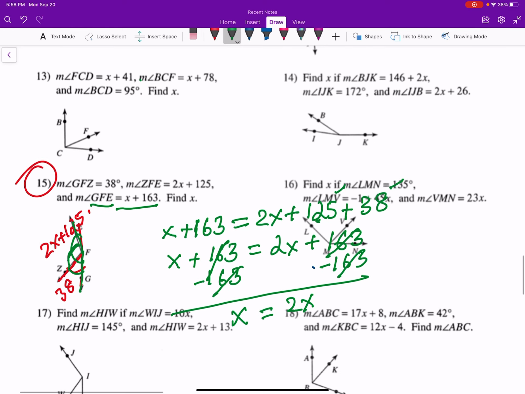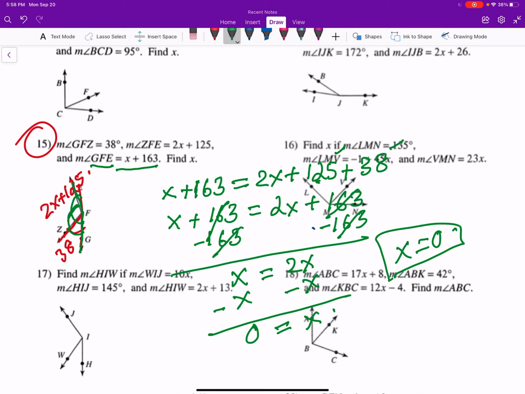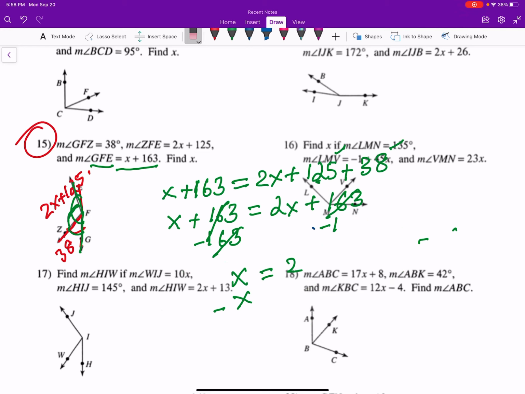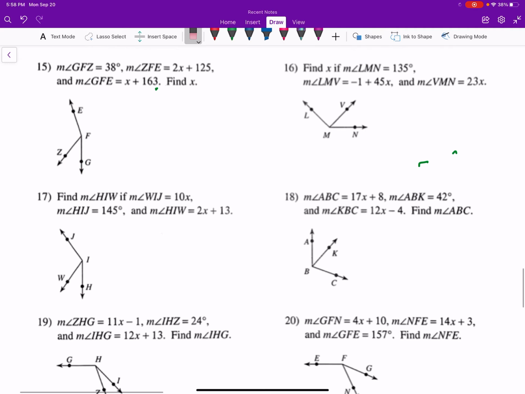Okay. So now, this is quite simple. You can shift this one this way, or you can get rid of this x and this x. So you subtract x, you get a 0, and you get an x over here. So your x is 0. This looks a little different, but it's the same procedure that we should be following. So you get x is 0. And now, if we go to number 17, what do you get?